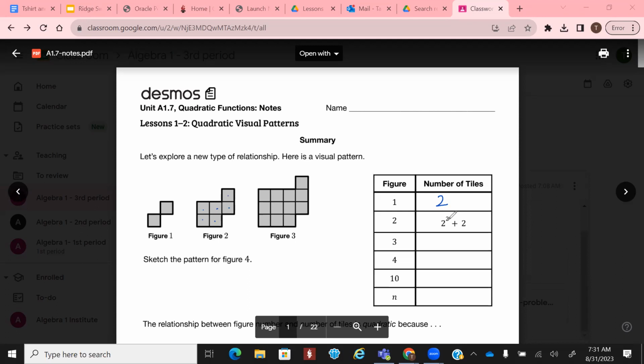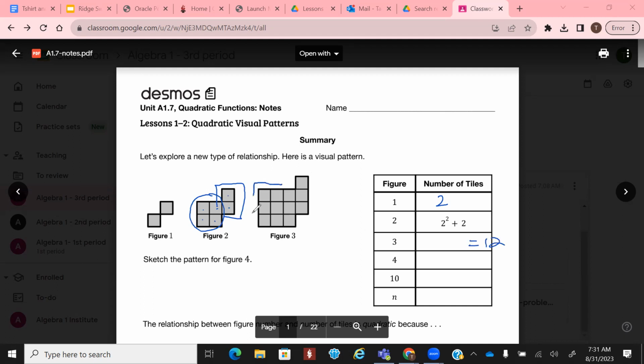They said 2 to the second power plus 2. What does that mean? 4 plus 2, but why'd they write it like that? Go ahead. It's like 3 times 2 equals 4 and plus 3 equals 6. There's 6. Okay. So how many are there on 3? There's 12. Okay. So there's 12.